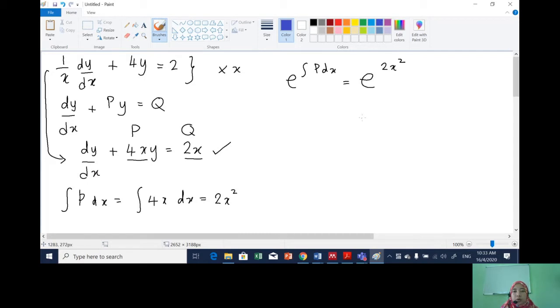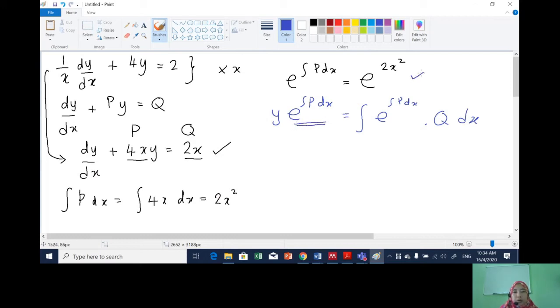Okay, so this is just write down notations, correct? Remember that our method in the linear case is this kind of formula: y times e to the power of the integral of p dx equals the integral of e to the power of the integral of p dx times q dx. So this formulation is very important.